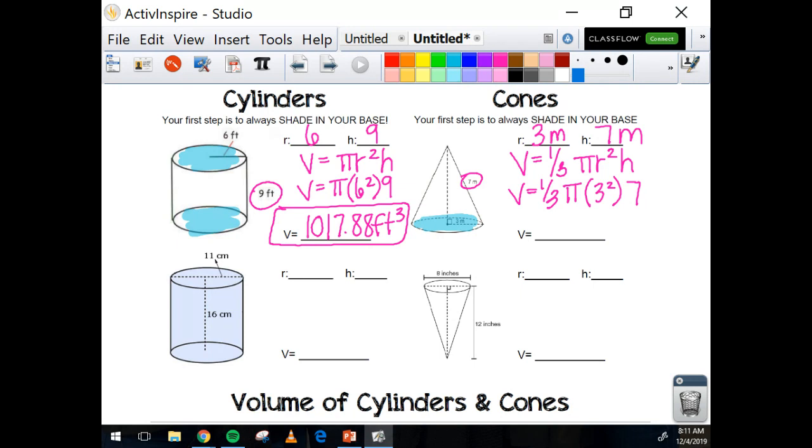What I would do is I'm going to do pi times 3 squared times 7 and press enter. And then I'm going to divide that answer by 3. So then I don't have to do the 1/3 into the calculator. I'm just going to do this part of my formula and then divide my answer by 3. And I get 65.97 meters cubed. So that should be your answer.